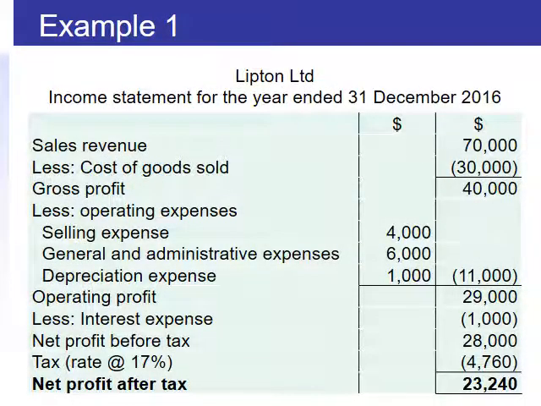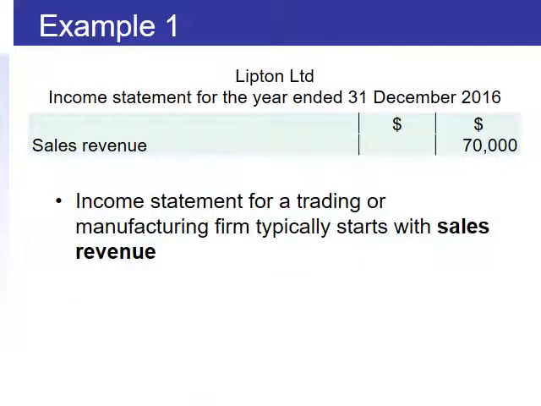Let's do example 1 to help me explain things to you in bite size, so that you can understand it easier. This is the income statement. You can look at here, sales revenue, 70,000. In an income statement for a trading or manufacturing firm, you typically start with sales revenue. So this 70,000 is the sales revenue for the company.